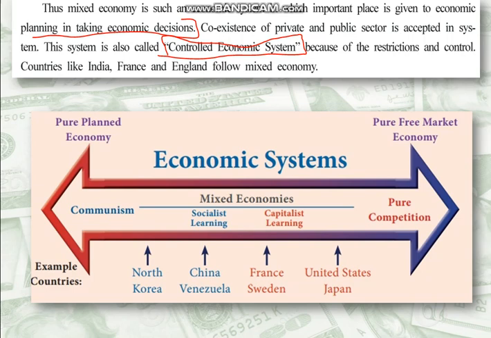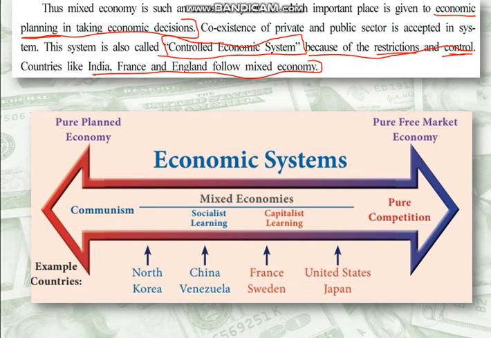It can be asked in your examination or any of your tests, which system is called controlled economic system. Then it's the mixed economic system that is called the controlled economy. Why controlled economy? Because all the decisions are taken after economic planning and by proper understanding of things at the grass-roots level. Because of the restrictions and control laid by the government. Government is giving certain restrictions, and at the same time it is controlling. Countries like India, France, England are following mixed economy, and they are benefiting a lot out of it.